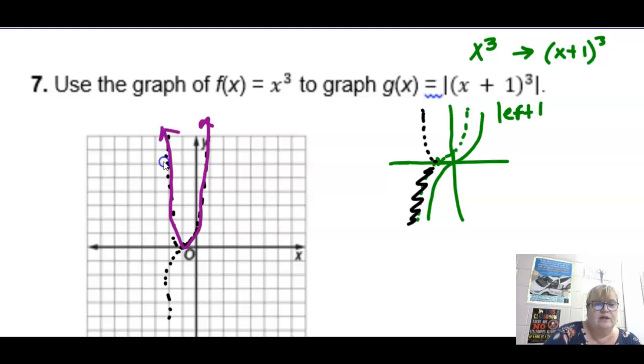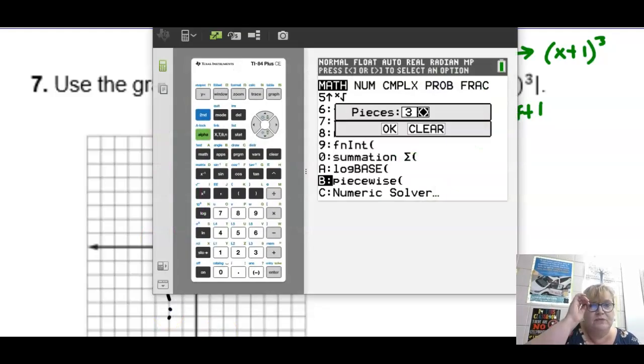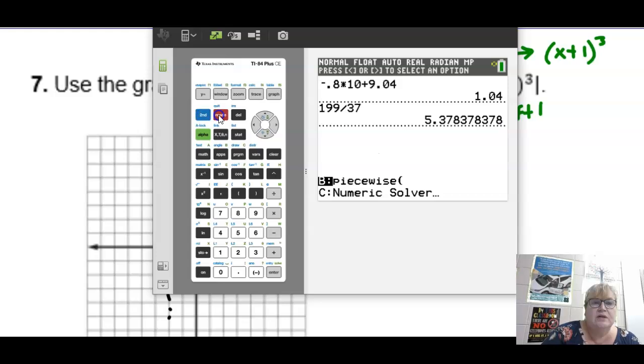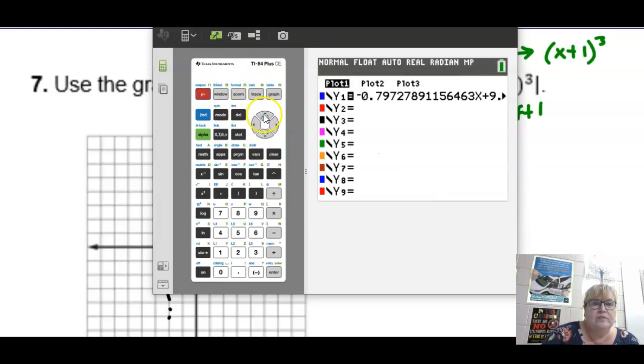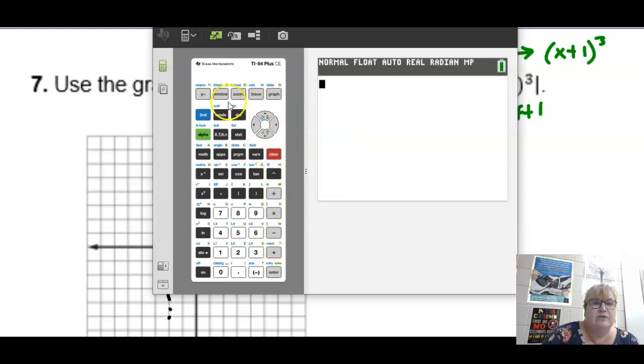So let's try this one on the calculator, just because we haven't talked about this absolute value symbol business very much. All right, so if I went to y equals, oh, I need to go up and turn this plot off. So I'm going to hit clear, just kidding.